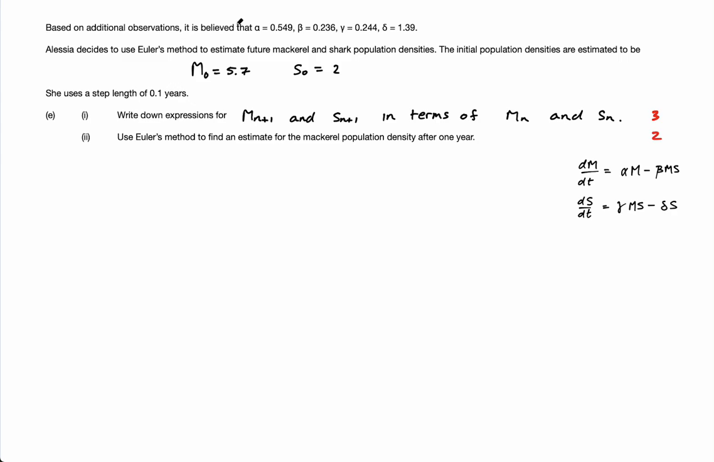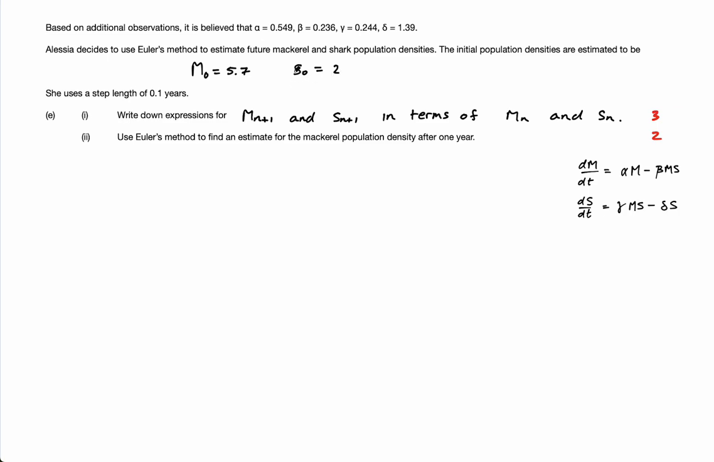Now we are given alpha, beta, gamma, and delta. Great. Alicia decides to use Euler's method to estimate future mackerel and shark population densities. The initial population densities are estimated to be this and this. Use a step length of 0.1. She uses a step length of 0.1 years.